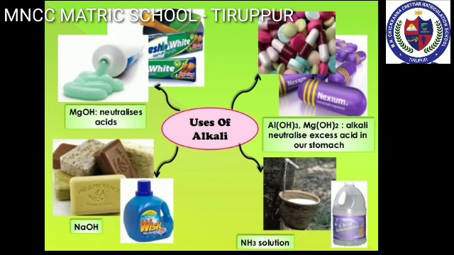Now let's learn about uses of bases. Sodium hydroxide is used in the manufacture of soap and calcium hydroxide is used in whitewashing of buildings. Third, magnesium hydroxide is used as a medicine for stomach disorders. And last, ammonium hydroxide is used to remove grease stains from clothes.